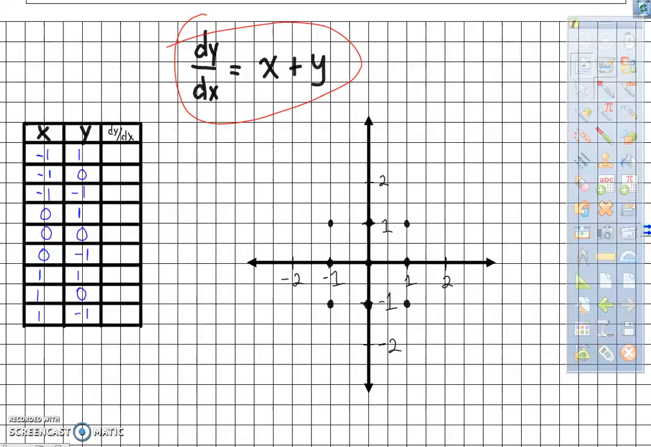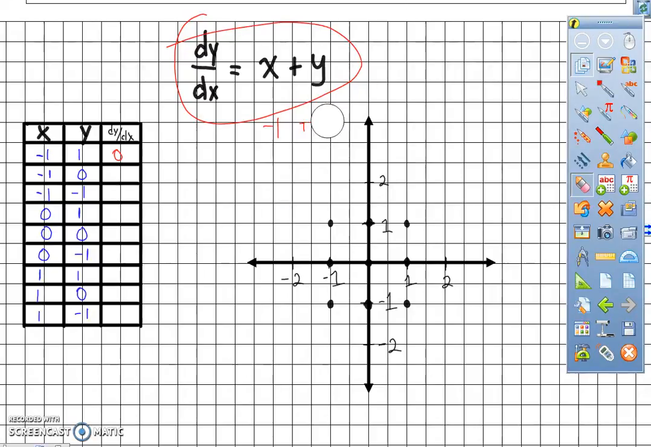Okay. So now we do have a differential equation that has both x's and y's, and we're actually adding. It's the sum of x and y. So for the first point, -1, 1, it's just -1 plus 1, which produces 0. So at -1, 1, let's go ahead and draw our little tiny dash of 0. 1, 1. So we got that.